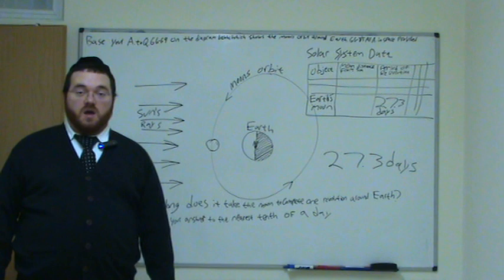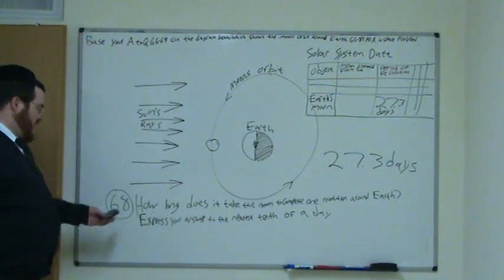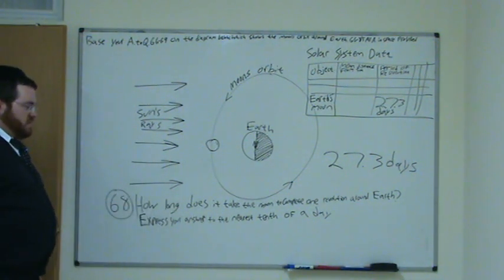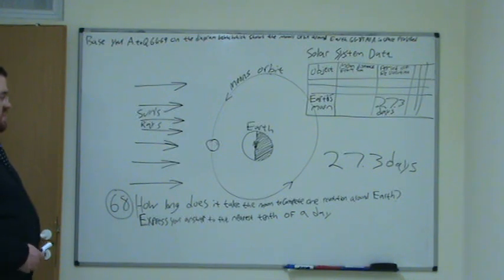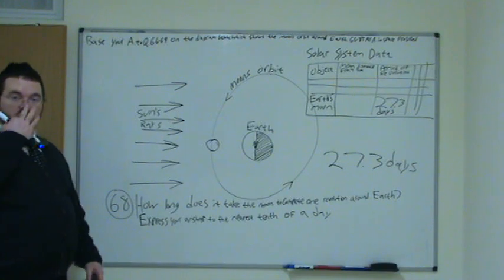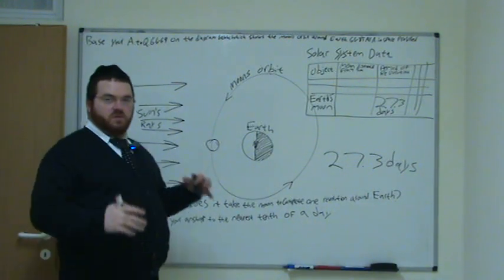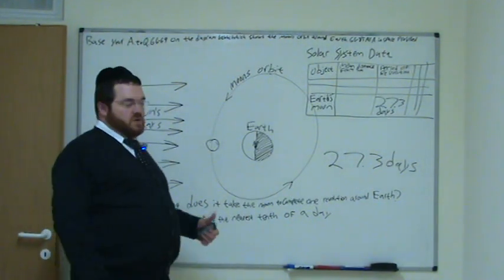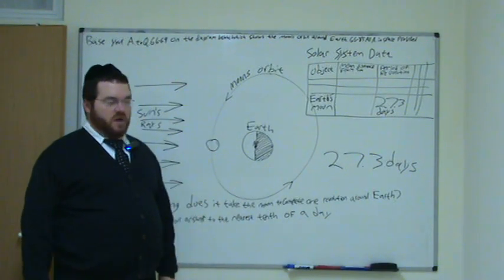Question 68. How long does it take the moon to complete one revolution around the earth? Express your answer to the nearest tenth of a day. Before we figure out if we're going to do the tenth of a day, let's look at the solar system data chart we have.